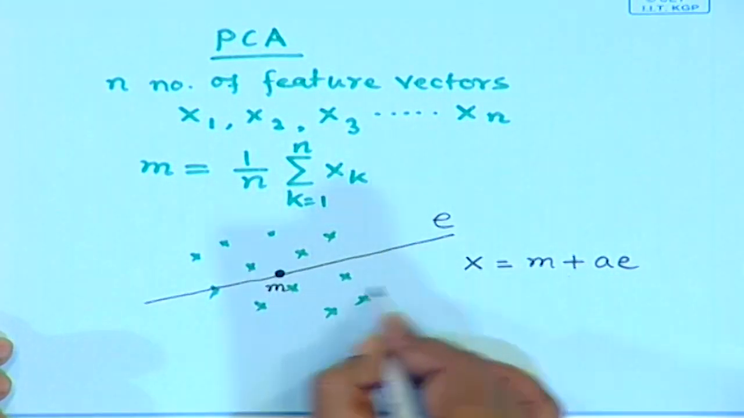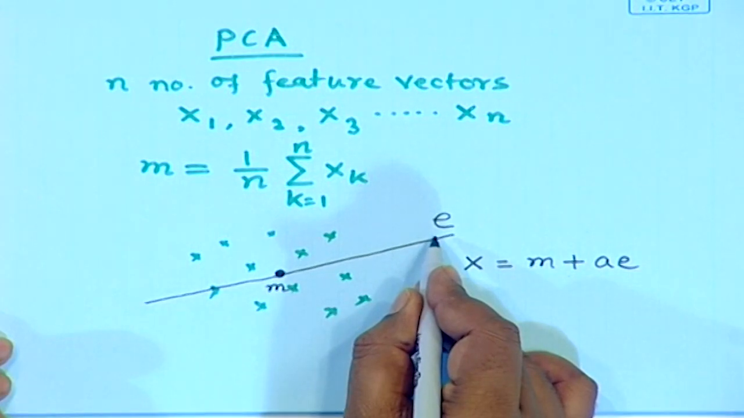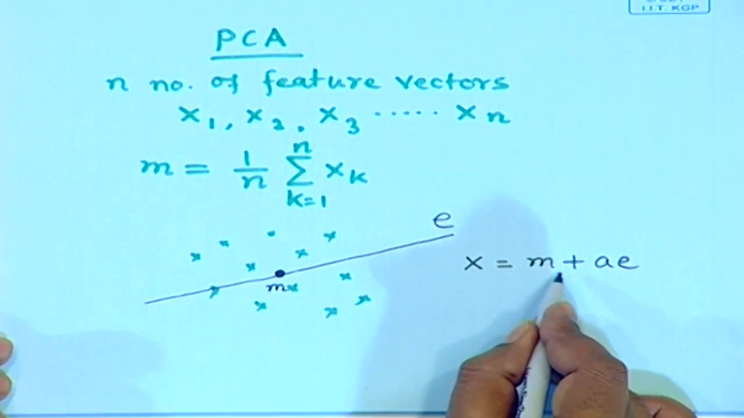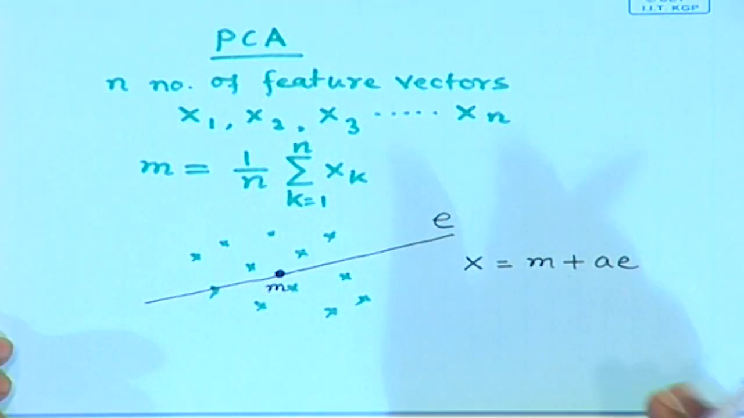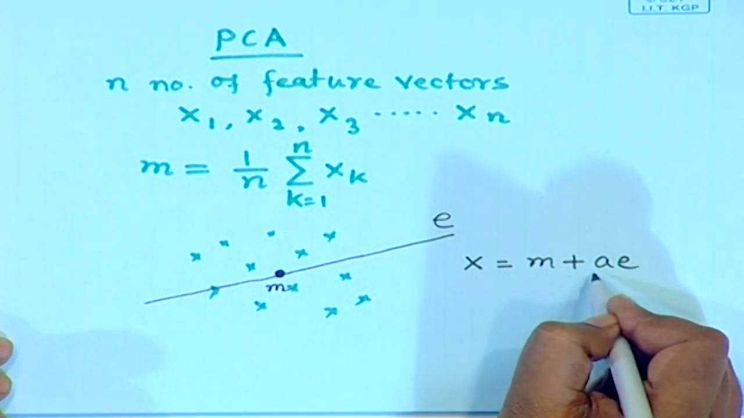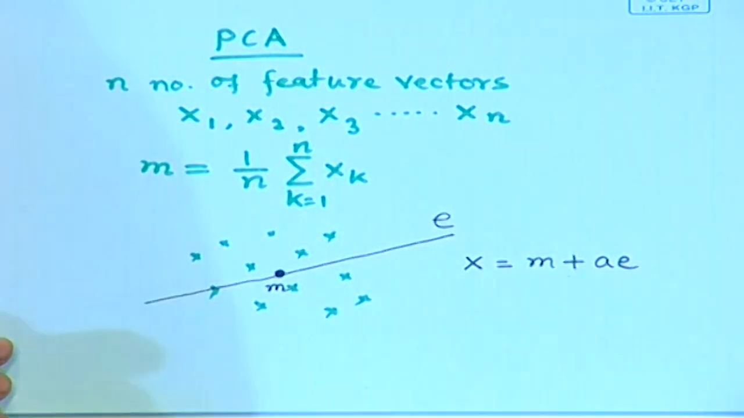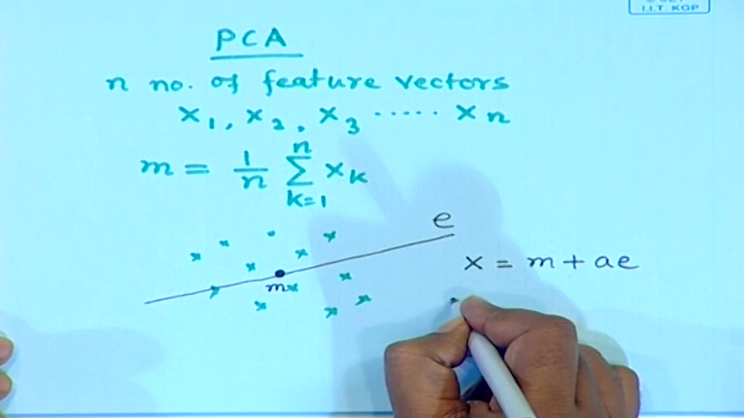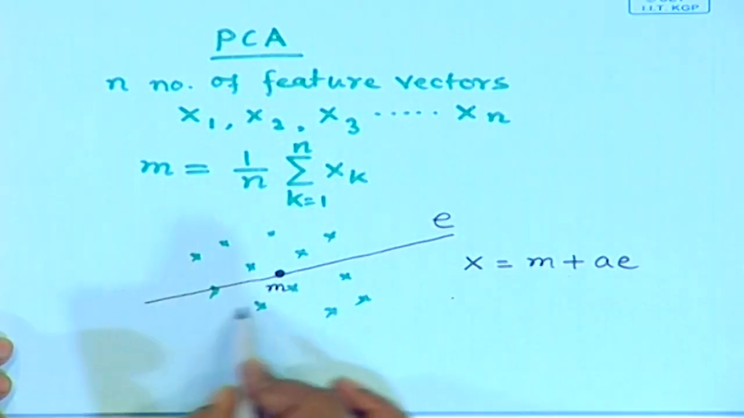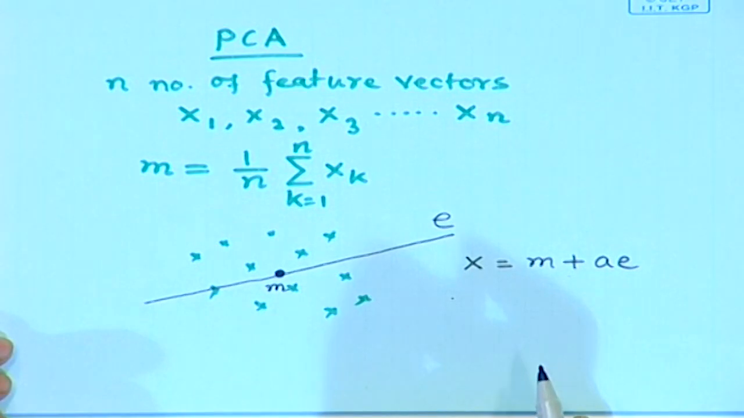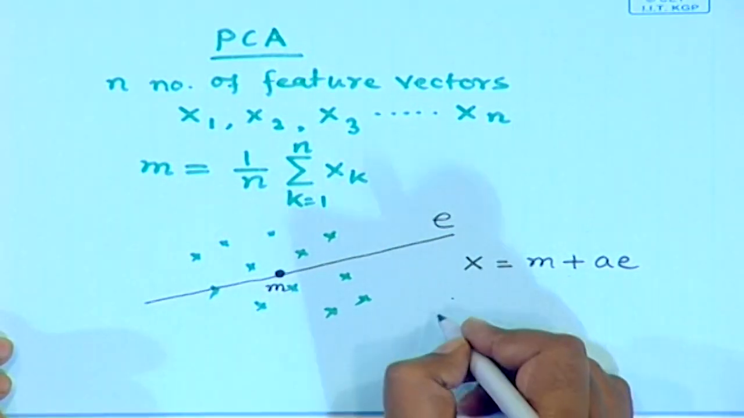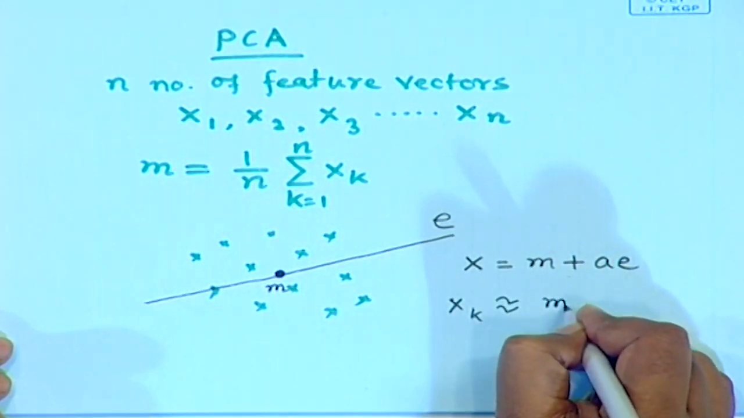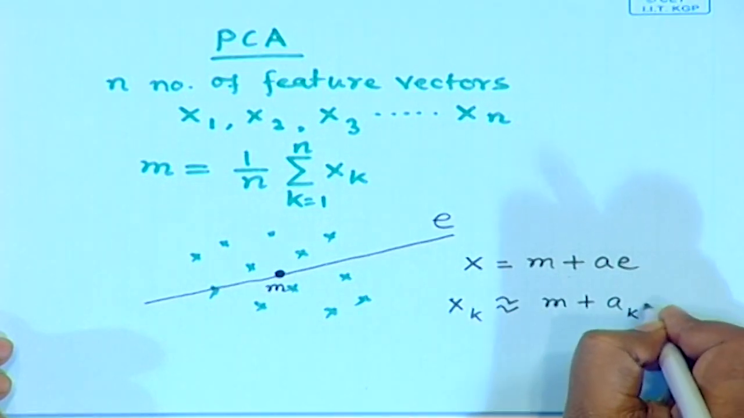So the equation of the straight line in the direction of e, where e is a unit vector passing through the mean m, is given by x equal to m plus a e. And this a represents the positions of different points on this line. Given this, I can represent a point xk on this line by m plus ak times e.